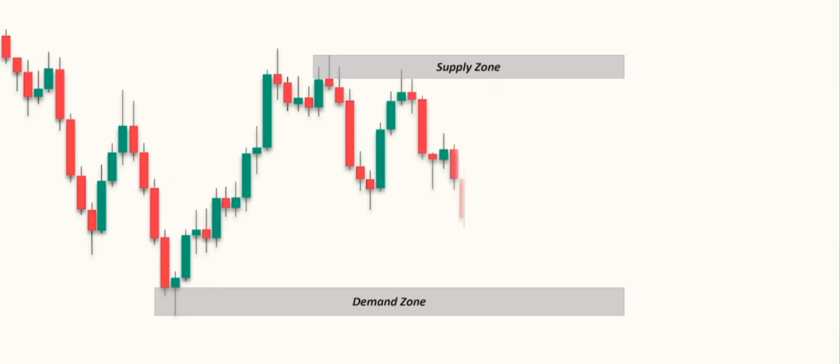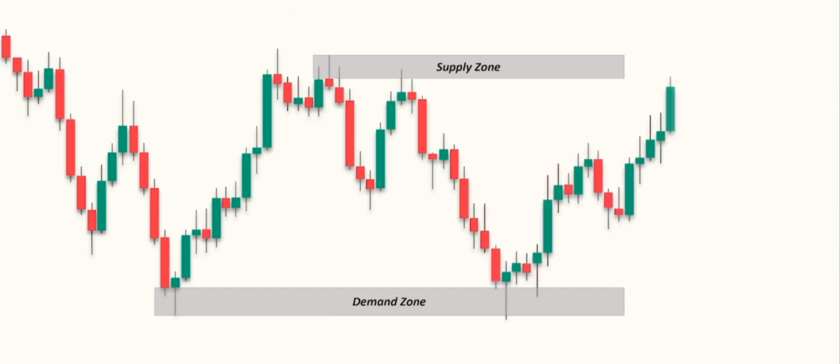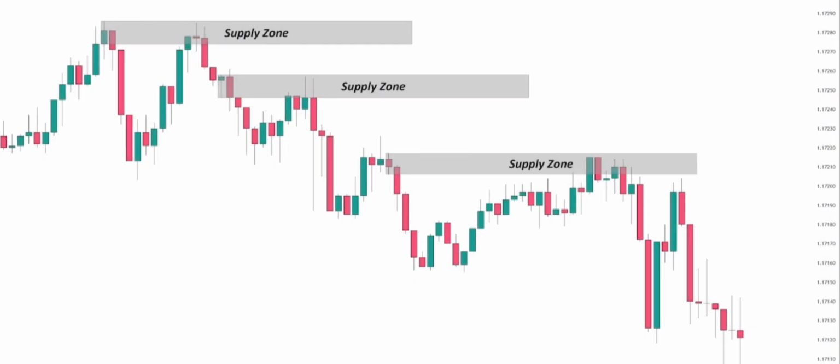When price returns to a supply zone, sellers may step in again, potentially causing price to move lower. When price revisits a demand zone, buyers may become active again, which can push the price higher. In simple terms, demand zones act like potential support, and supply zones act like potential resistance. They help us identify areas on the chart where price is more likely to react rather than move randomly.